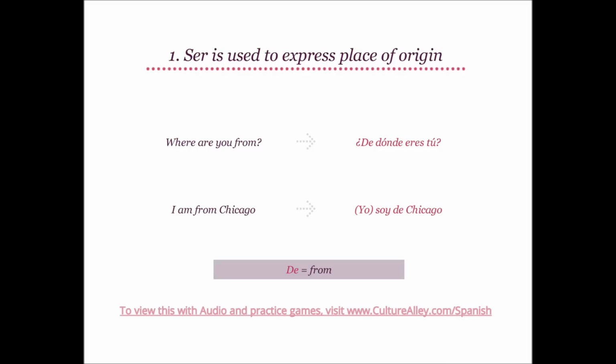¿De dónde eres tú? Literally meaning, from where are you? In response, I am from Chicago translates to Yo soy de Chicago. Both the examples relate to the place of origin. Both soy and eres used here are forms of ser. And note that de means from.